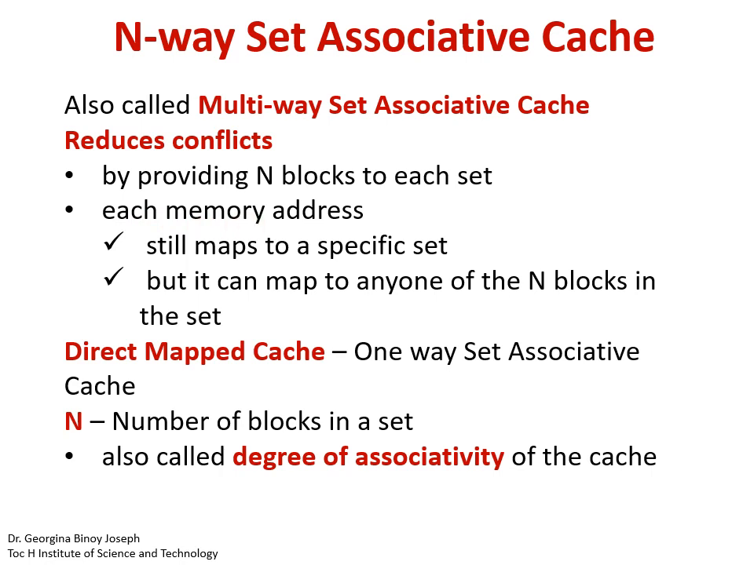Each memory address still maps to a specific set. But inside the set, since there are several blocks, it can map to any one of the n blocks in the set, thereby reducing the cache conflict. So a direct map cache can be called a one-way set associative cache where n is equal to 1. Now, the number of blocks in a set, n, can also be called the degree of associativity of the cache.